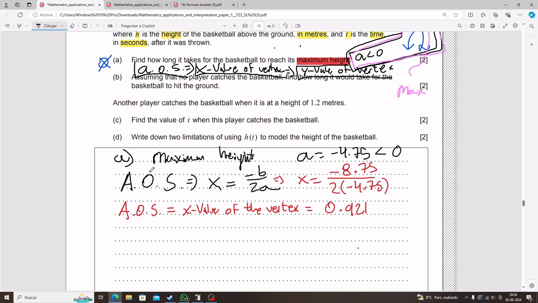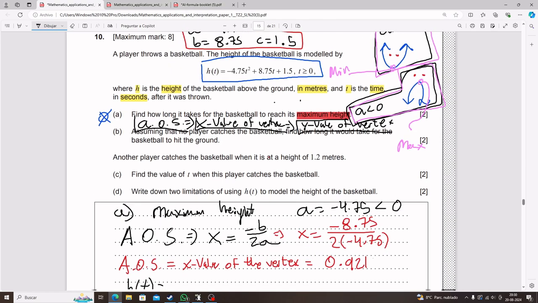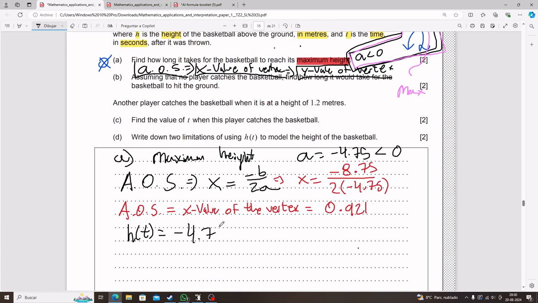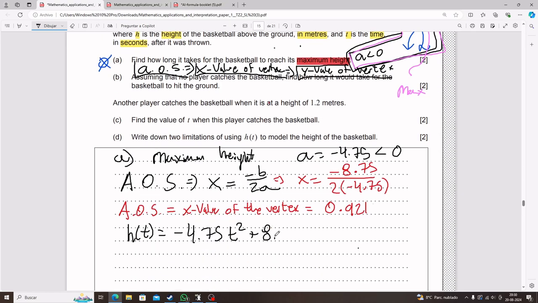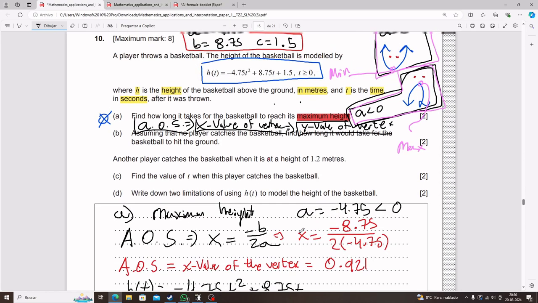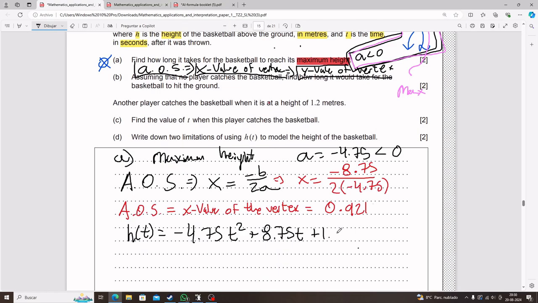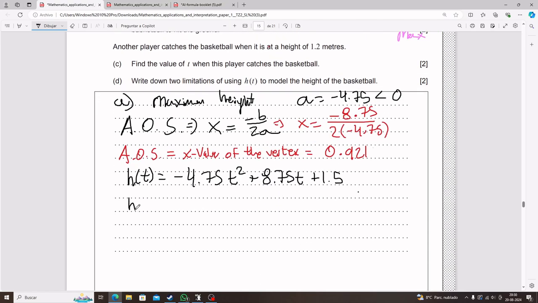And if I were to plug in, so the equation of the parabola is negative 4.75t squared plus 8.75t plus 1.5. So if right now I were to plug in the x value of the vertex, so 0.921, that means I end up with an equation that looks like this. For each t value, I'll be putting that 0.921. All right?